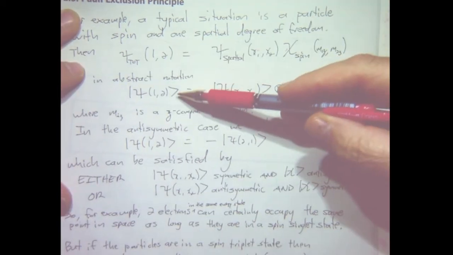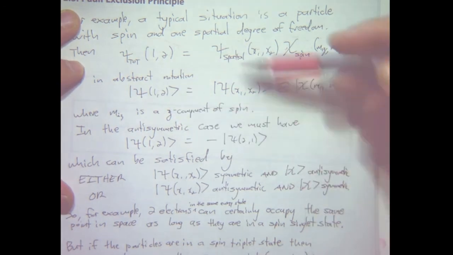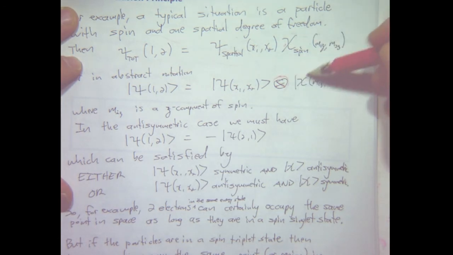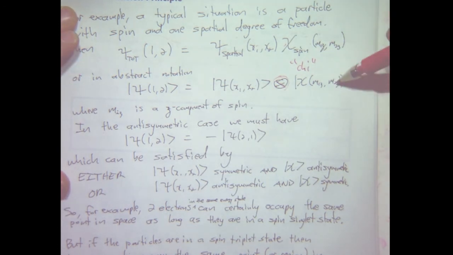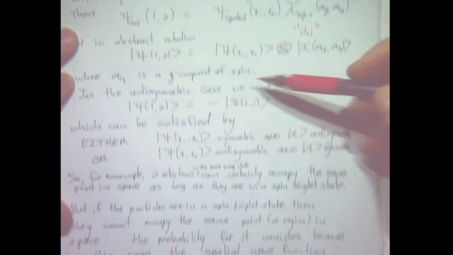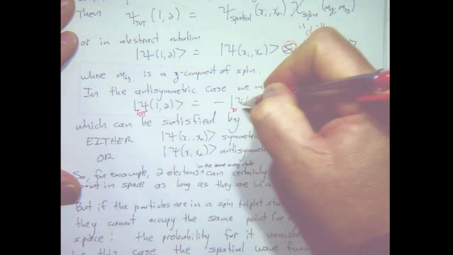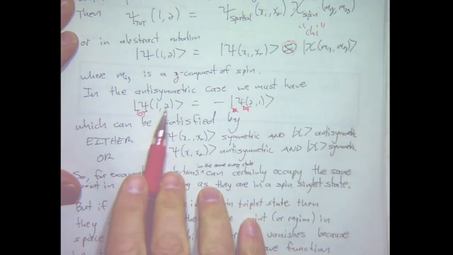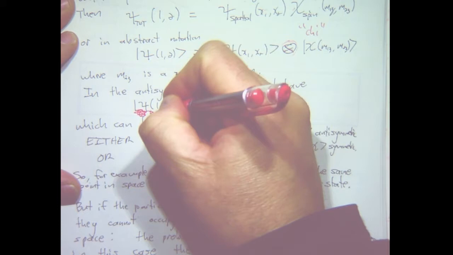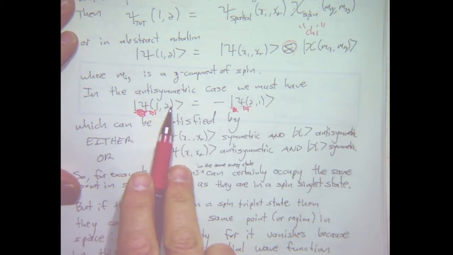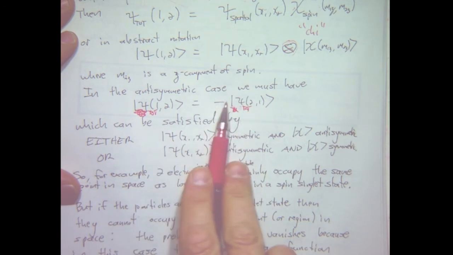In more abstract notation, we could write that the ket psi 1,2 equals the ket psi x1, x2, and there's this direct product with chi, which is a function of the spins. In the anti-symmetric case, if you write down the ket and it's anti-symmetric, you've properly anti-symmetrized it. You can check, because if you swap the particles, you must end up with a minus sign out the front.